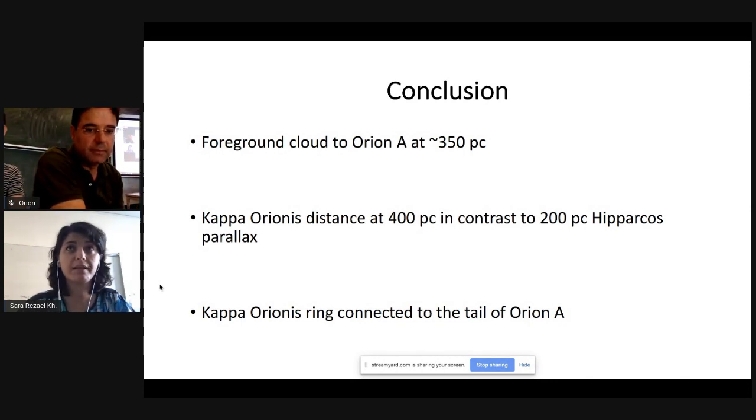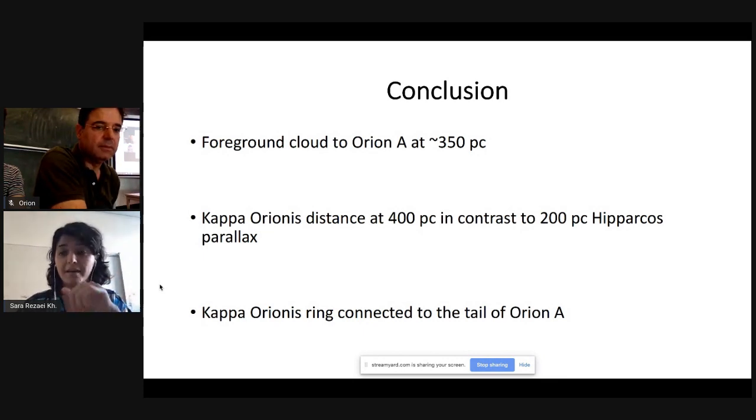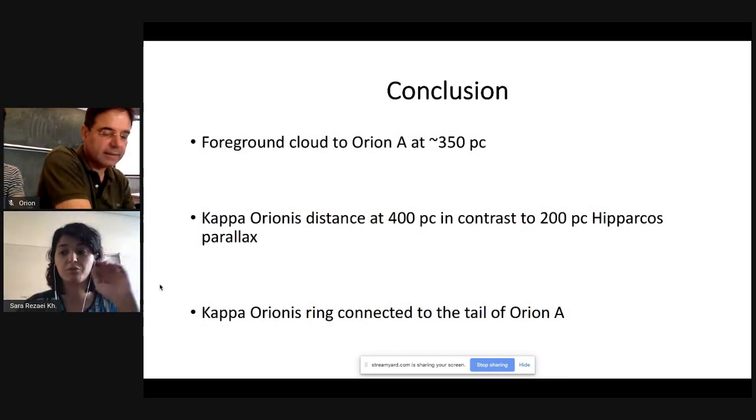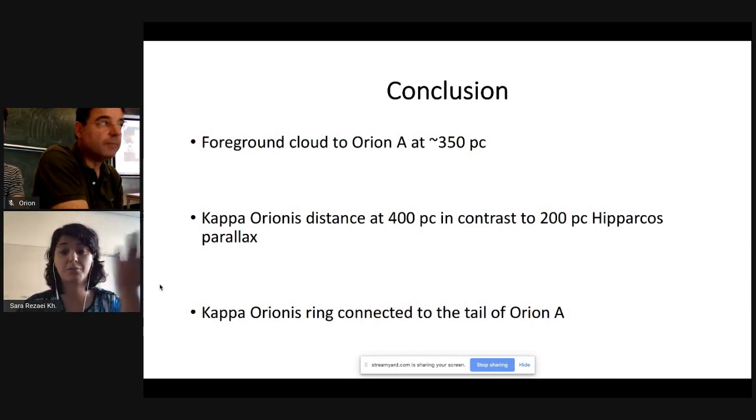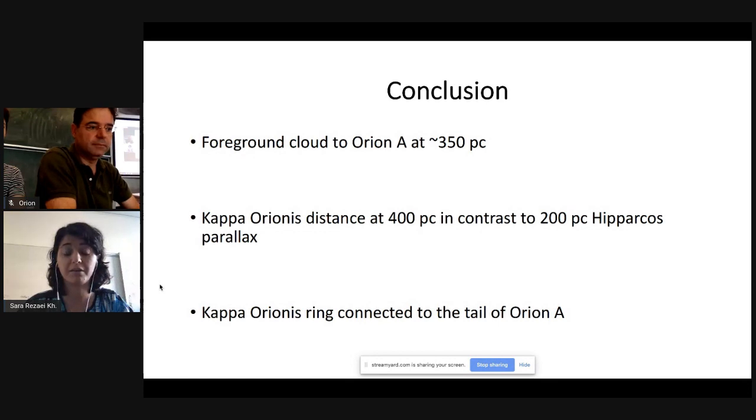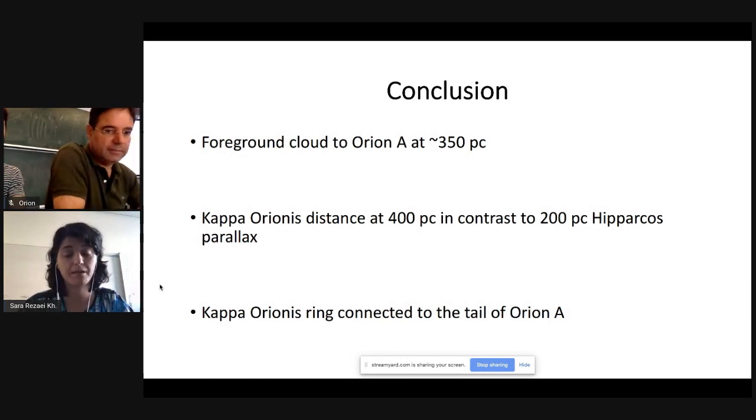Exactly. That could be an explanation that is also consistent with the work you were doing, which shows this variation in the distance to Orion A, with the tail further away. So it could be that this part is completely at the back and the other part is completely in front. And we also see some complex structures in the magnetic field that could relate to that. That's correct.